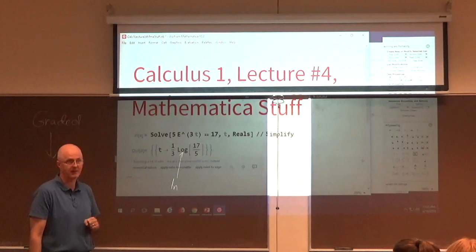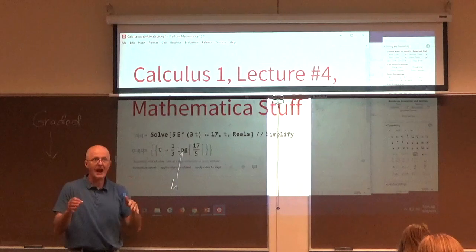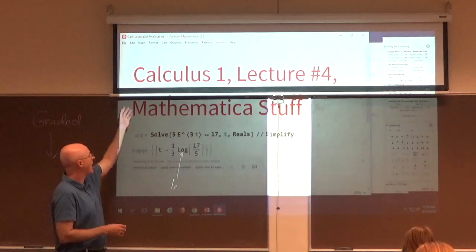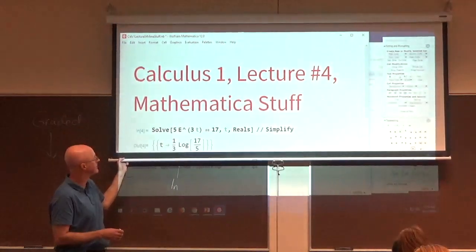And capital L, by the way. And square brackets for input. Square brackets for inputs in Mathematica, not parentheses. Okay? So I'll probably have you do something basic like that, either for Wednesday or Friday's homework, and print it out.